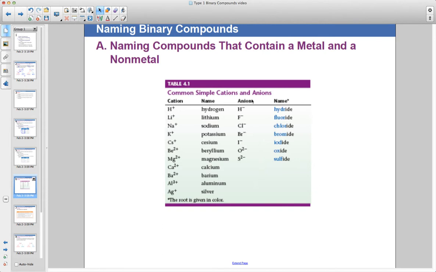Okay, and remember, hydrogen could be both a cation and an anion. If it's serving its purpose as an anion, then it's going to be named hydride. Okay, and that'll happen sometimes. Fluoride, chloride, bromide. Notice that all of the endings here end in IDE. Okay, that's the big thing to take away from this.